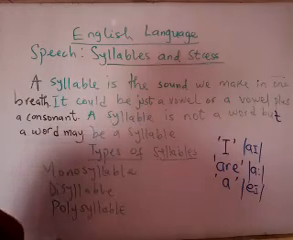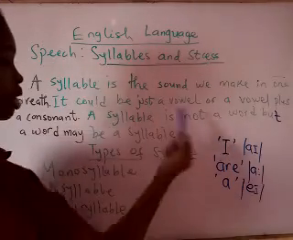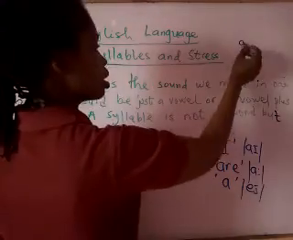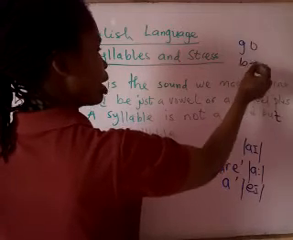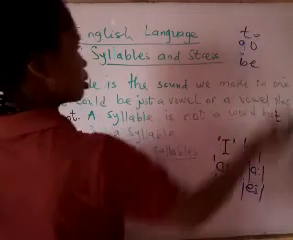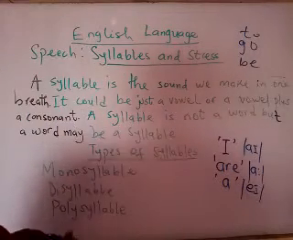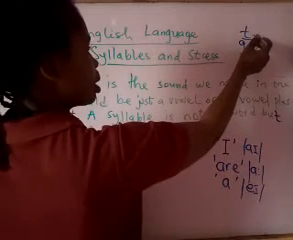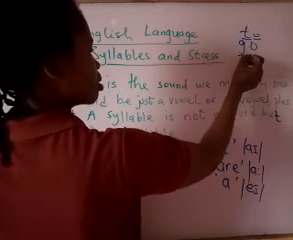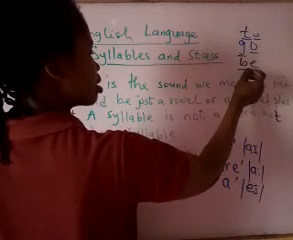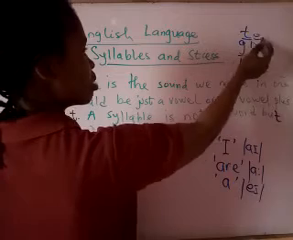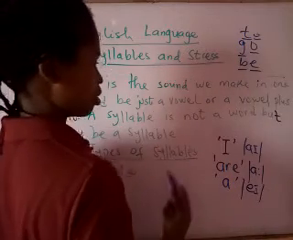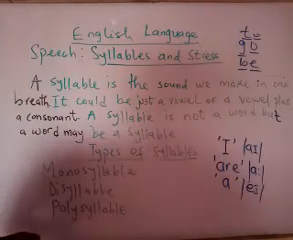Now next, we also said that a syllable could also be a vowel plus a consonant. For example, the words go, be, to. These are syllables, and they contain a consonant plus a vowel. Consonant plus vowel. To, go, be. Do you see that? Good. So that's clear enough now.